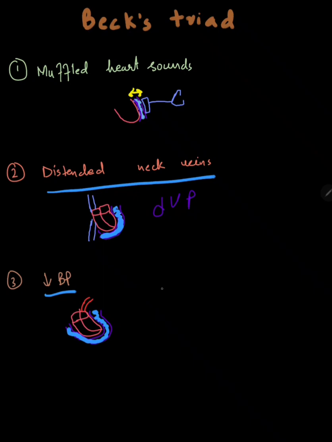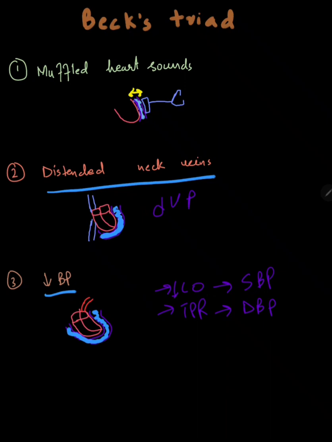We know that the determinants of blood pressure are cardiac output and total peripheral resistance, and the cardiac output determines the systolic blood pressure, and the total peripheral resistance the diastolic blood pressure. Here we have decreased cardiac output because of the decreased filling of the heart, and that would result in decreased systolic blood pressure, or blood pressure in general.